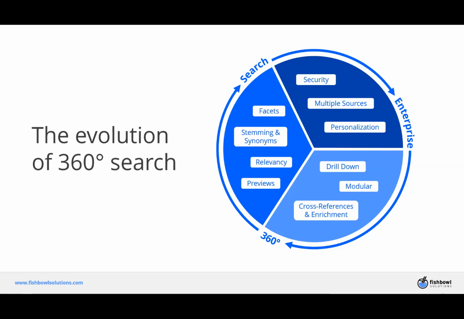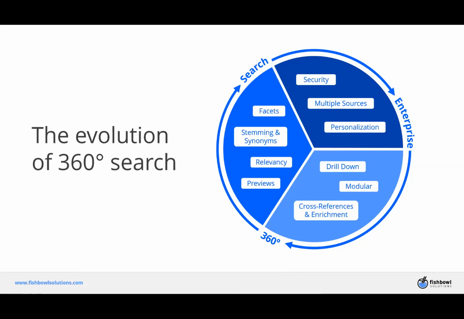Modular is the next piece. Oftentimes enterprise search was thought of as google.com for the enterprise. So you have a big long list of links, which may be coming from many different places. With 360 search, we're looking to create more of a modular view, seeing different kinds of information about different kinds of sources based on where they're coming from, and being able to have those different segments based on your role, things like that.